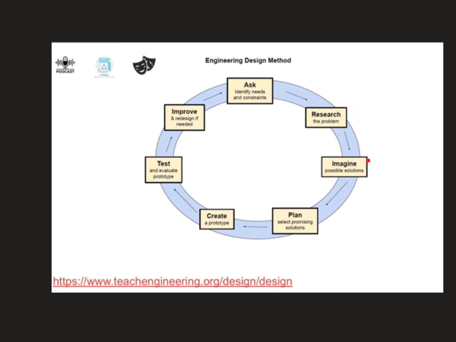You then imagine possible solutions. So what different ways could you solve this problem or complete this brief based on the research that you've done? You then pick the promising solutions that you imagined and then you plan out how to turn the most promising one into a prototype. So this is almost like a practice model of your artifact.